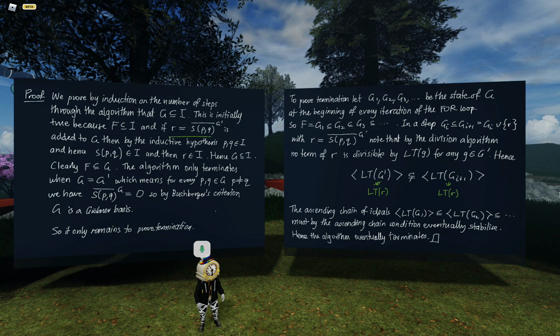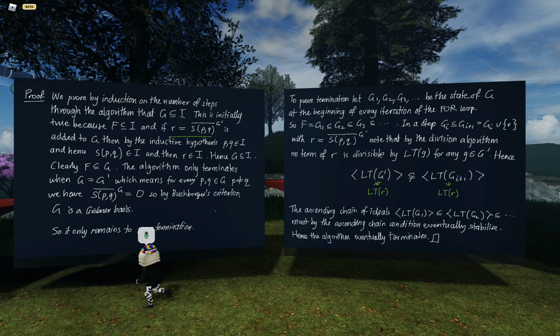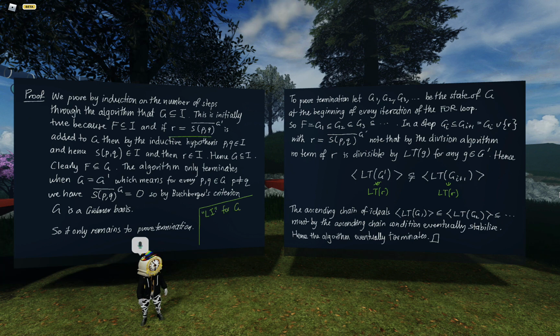But if you insist on something like linear independence, it's not exactly linear independence, but it's very similar. Let me see if I can find some space here to put the relevant notion of linear independence. So to say linear independence for a Gröbner basis, the definition is that for all P in G, no monomial of P is in the ideal generated by the leading terms of G with P removed.